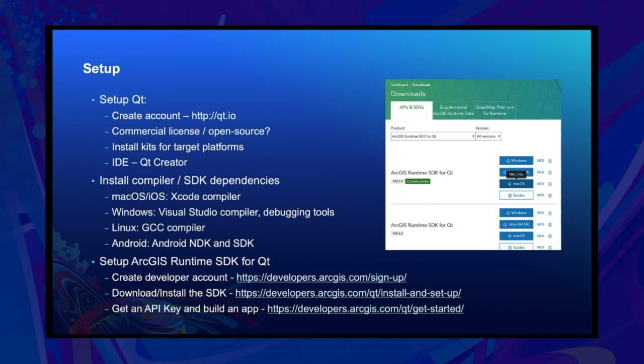Once you have all of the dependencies set up, you can now install the Runtime SDK for Qt. So the first thing you'll need to do is, if you haven't already, create a developer account on developers.arcgis.com. Next, you'll download and install the SDK. We have a nice install and setup guide linked on the right side here. And finally, you'll need to get an API key from the website, and you can begin building your first application.